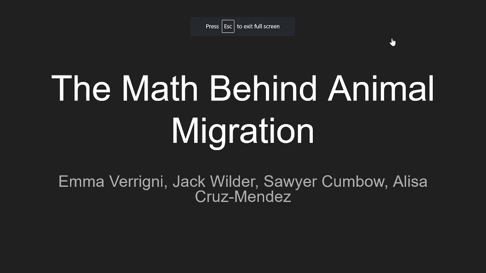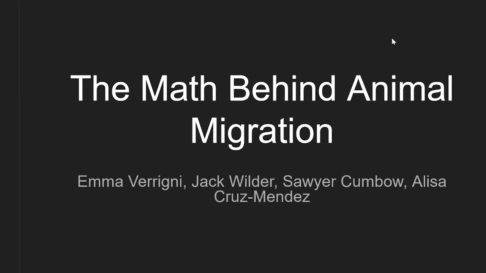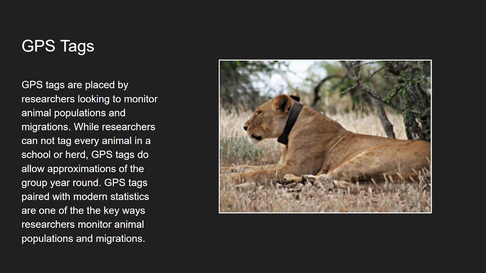Math behind animal migration. Tracking methods. GPS tags. GPS tags are the primary instrument used by researchers to measure and track populations. GPS tags are fantastic because you can figure out where an animal is anywhere in the world at any time of the day.